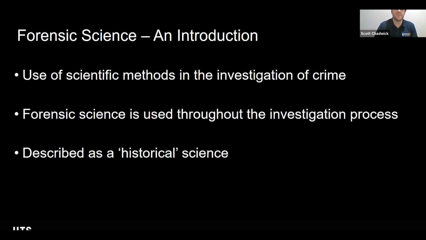Now, a really nice way for you to think about forensic science is as a historical science. If you think about things like archaeology and paleontology, well, they use things like fossils and relics to try and understand what happened hundreds or thousands of years ago. And that's the same goal that we're trying to achieve in forensic science. We're using these traces to try and understand what happened not hundreds of thousands of years ago, but mere days or even hours. And our goal is to try and recreate or understand what happened during the event of a crime.